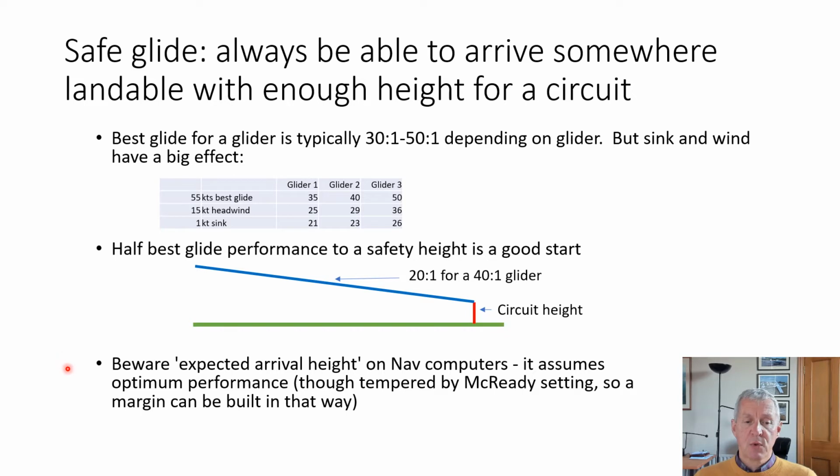Now it's possible also to use the arrival height on a nav computer, but there are some issues with that because it's using the expected performance of the glider to give us that height. We can put some margin in that by using a high McCready setting, but be careful.